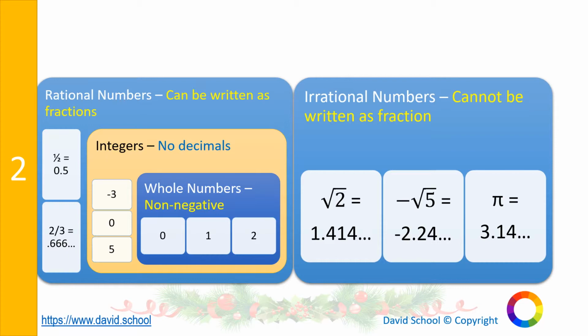Now both rational numbers and irrational numbers together form real numbers. Therefore, real numbers are both rational and irrational numbers. In other words, both rational and irrational number sets are the subsets of real numbers. Now let us see some examples.